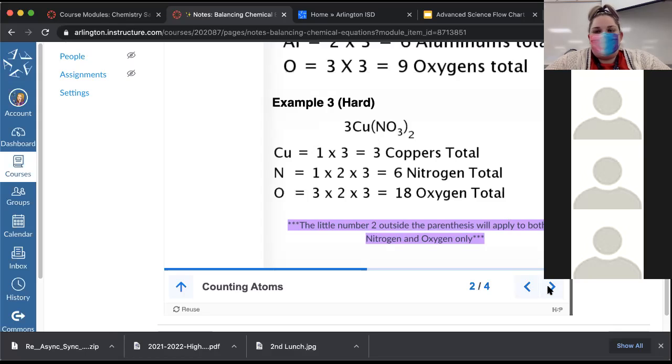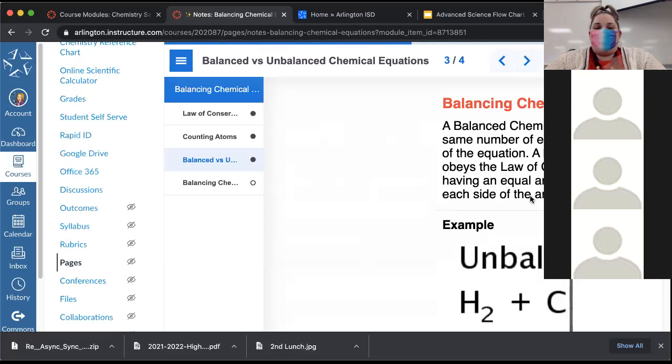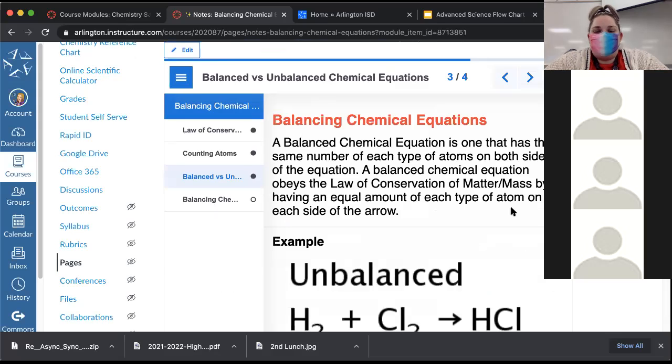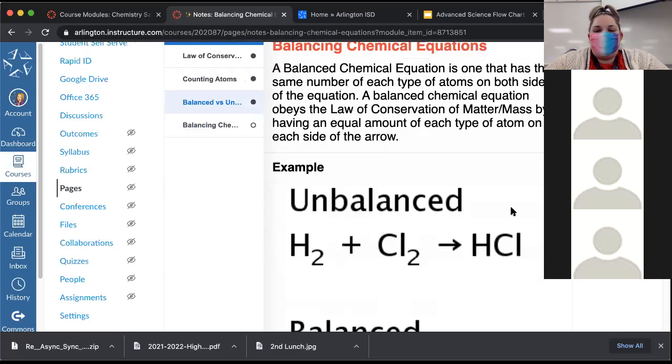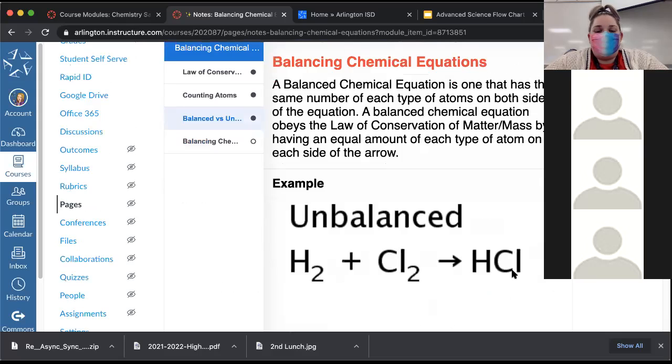All right, so keeping that in mind, now the actual process of balancing. We talked about how you have to have the same number of atoms on both sides, and a balanced equation obeys the law of conservation of mass we talked about. For example, here's what we did last class. We just wrote out the equations with the chemical formulas. We didn't worry about the numbers. We didn't worry about the amounts, okay?